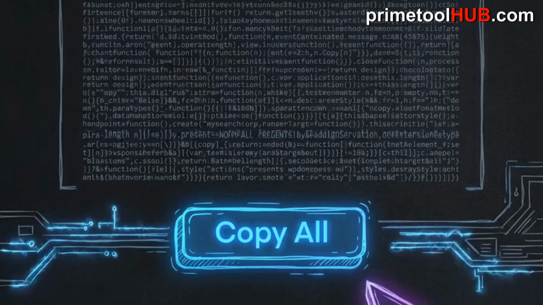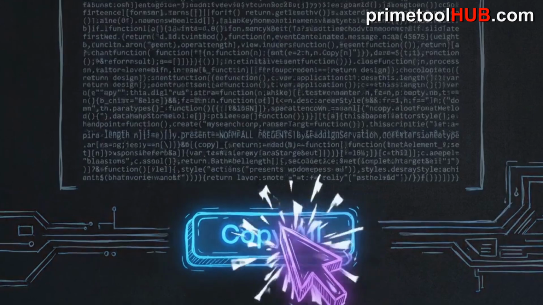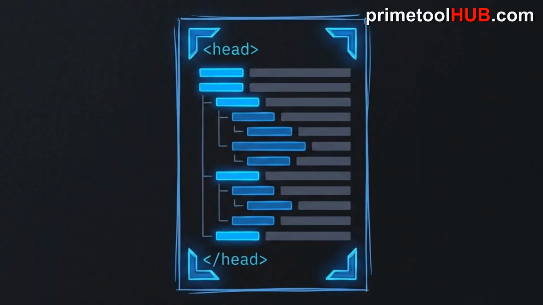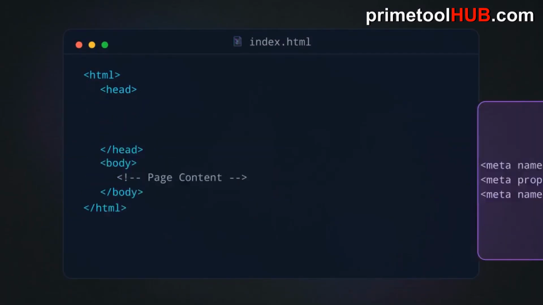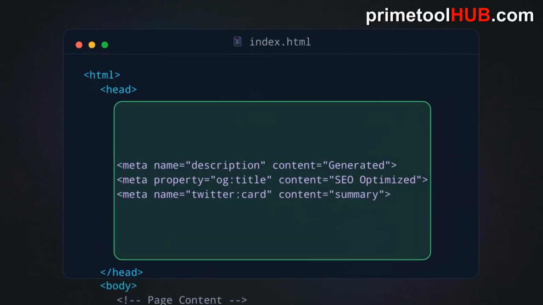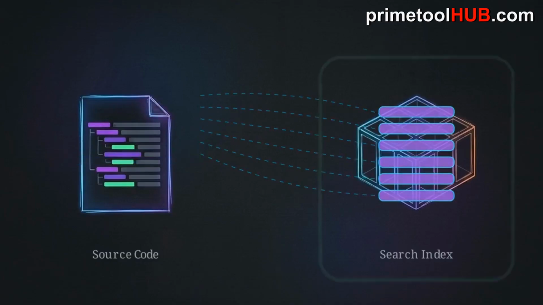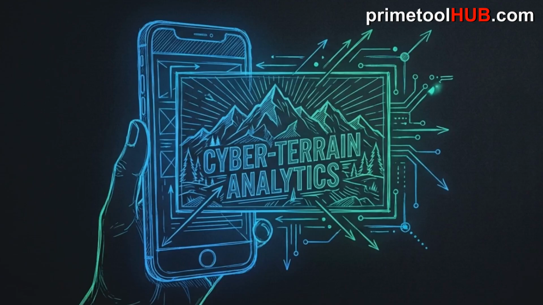With the layout validated, click the Copy All button to extract the compiled script from the output terminal. This code editor shows the exact placement requirement. Paste your copied HTML string block securely between the opening and closing head tags in your website source file. The deployed code ensures search algorithms receive strict structural directives, while human users encounter high-quality graphical cards across social networks.